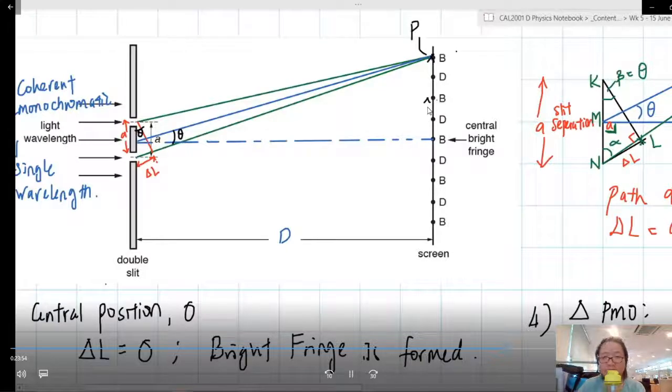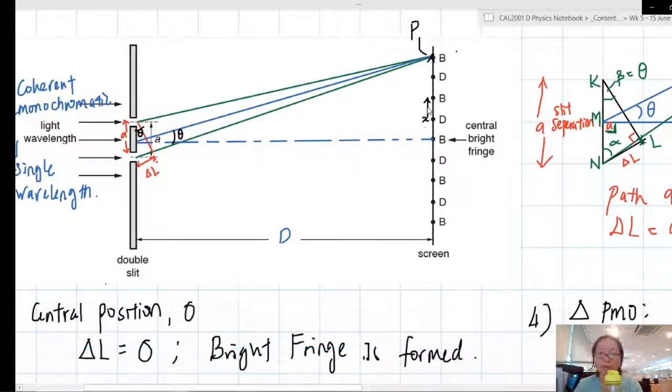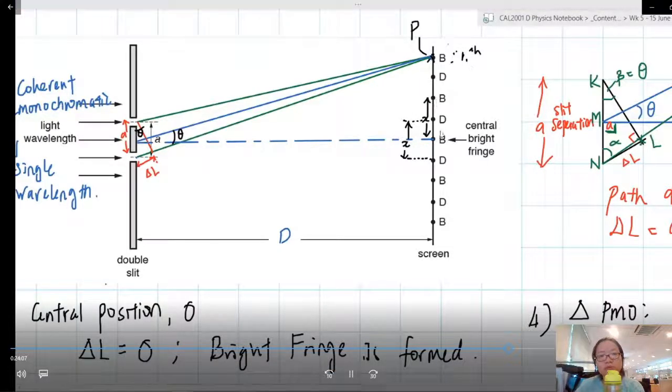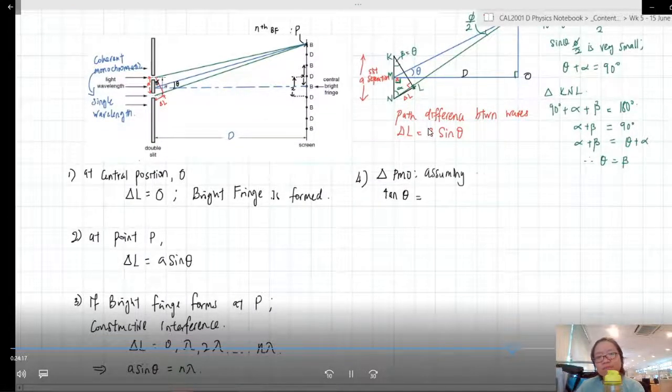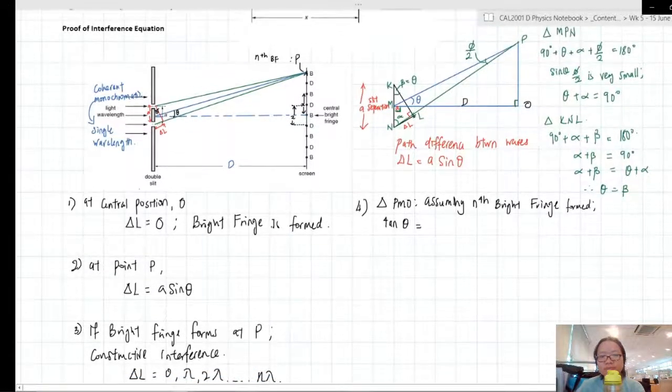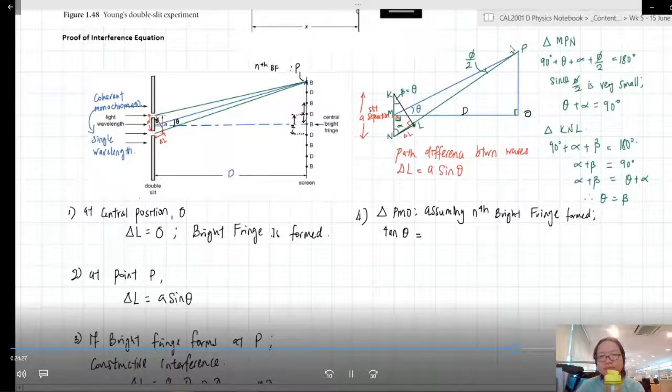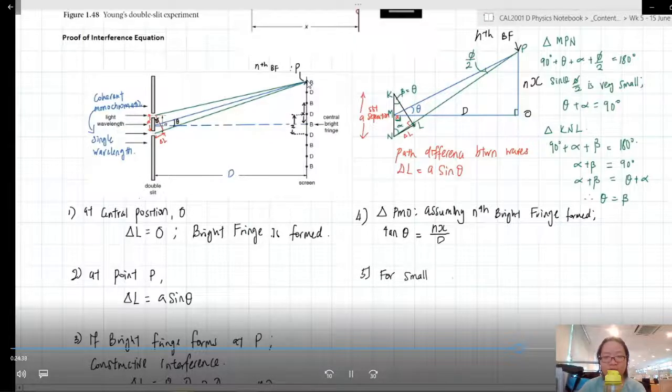So I want to introduce this idea of fringe separation, or maxima to maxima separation. The bright dots look like fringes. So x can be bright to bright, x can also be dark to dark, because it's an almost uniform representation. So let's say at point P you get the nth bright fringe. Which means you will have n values of x. First bright fringe is 1x, second bright fringe 2x, nth bright fringe nx. So you get tangent theta is nx over d.